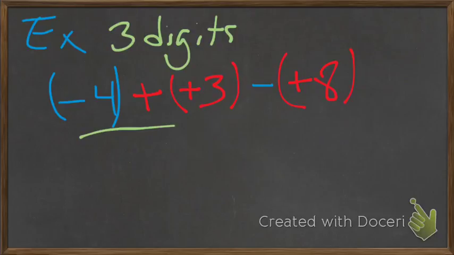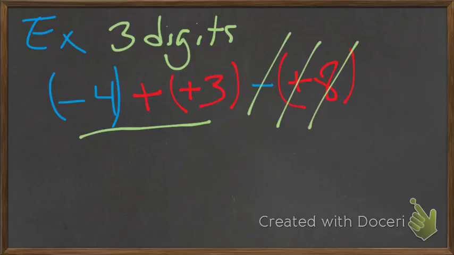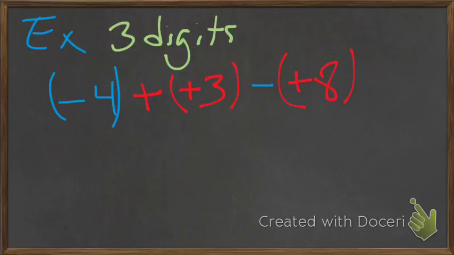What I'm going to do first is this section here. I'm going to completely ignore that 8, but I'm going to get back to it afterwards, okay? So -4 and +3. I'm going to model that out with my counters. 1, 2, 3, 4. 1, 2, 3. Now what we really need to do is take some pairs away. There goes 1. There goes 2. There goes 3. So I'm left with -1.